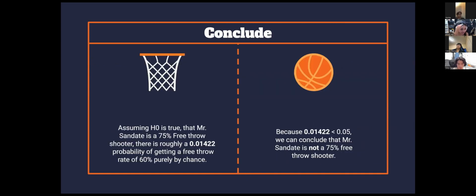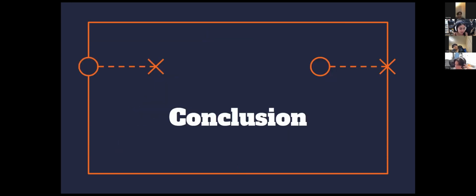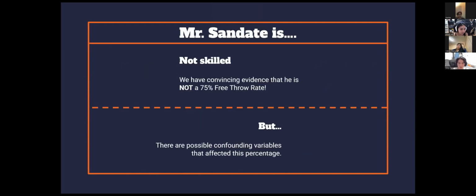Okay, so now we will conclude that, assuming that H0 is true, that Mr. Sandate is a 75% free throw shooter, there is roughly a 0.01422 probability of him getting a free throw rate of 60% purely by chance. And because 0.01422 is less than 0.05, we can conclude that Mr. Sandate is not a 75% free throw shooter. So now we have our conclusion.